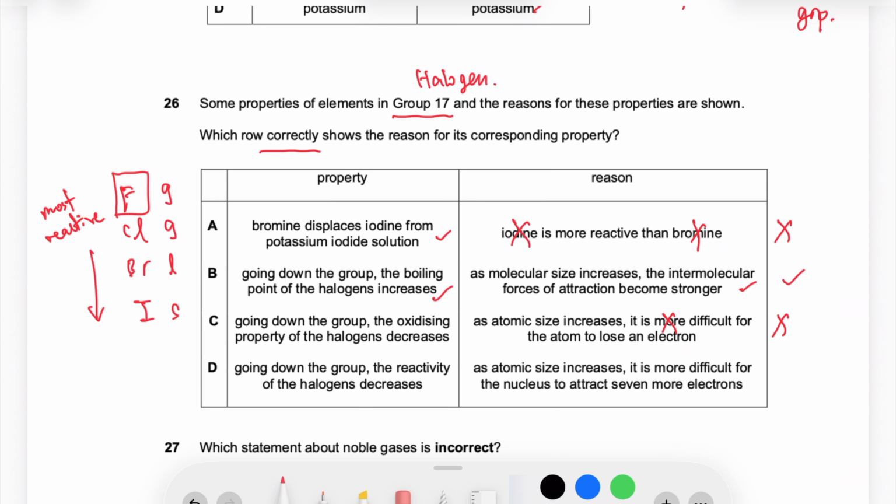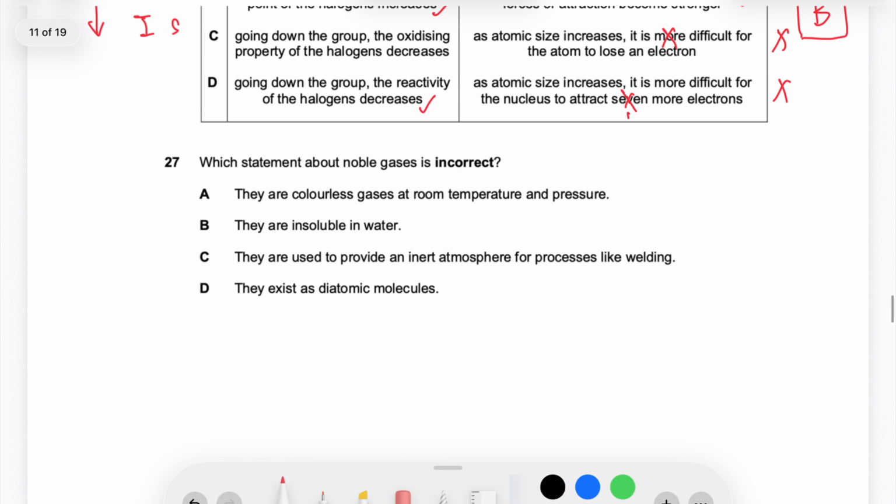Down the group, the reactivity decreases. Yes, this is true. As atomic size increases, it is more difficult for the nucleus to attract 7 more. No, it's not trying to attract 7 more, it's trying to attract just 1 more. So this is wrong. The only one that makes sense will be B. Moving on.